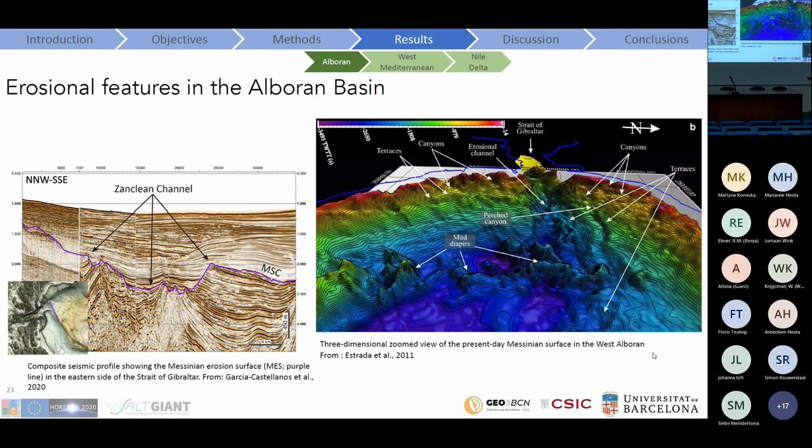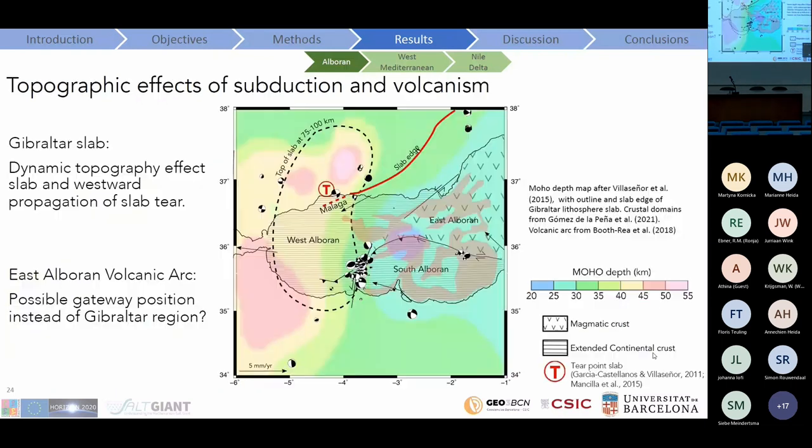Here we see a very clear unconformity between the pre-Messinian sediments and the Pliocene film on top, close to the Strait of Gibraltar. And this channel is about 20 kilometers wide and reaches hundreds of meters deep. And in addition, here we have the geometry of the Messinian surface where we see these stepped features that are interpreted as shoreline terraces.